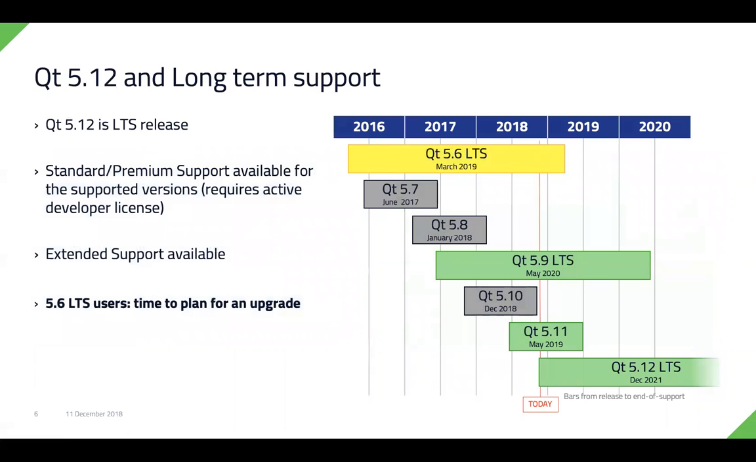Here's a little bit about how our release schedule was for the last years. You see 5.6 at the top, which we have released in 2016, and which is now getting close to the end of its lifetime. So if you are still on 5.6, you should really start considering an upgrade to a newer version of Qt. I would then recommend to go all the way to 5.12 and not go to 5.9. If you're on 5.9, you still got a bit more time considering that upgrade.